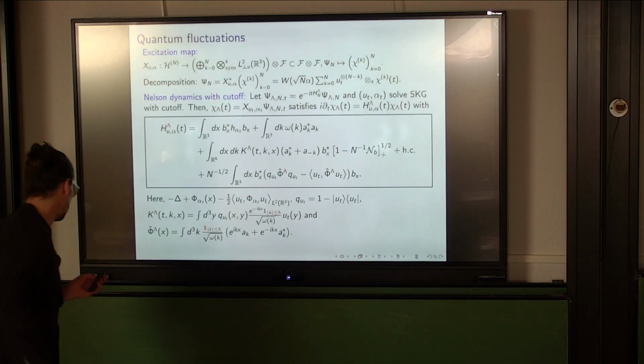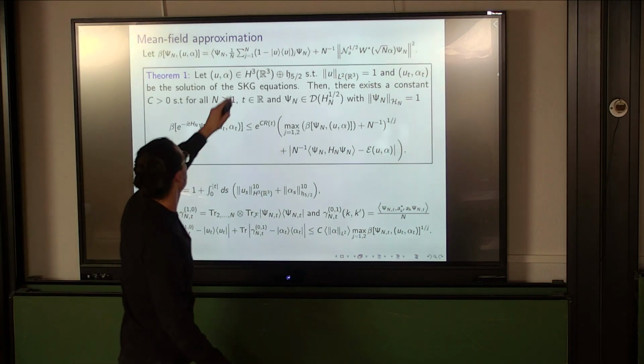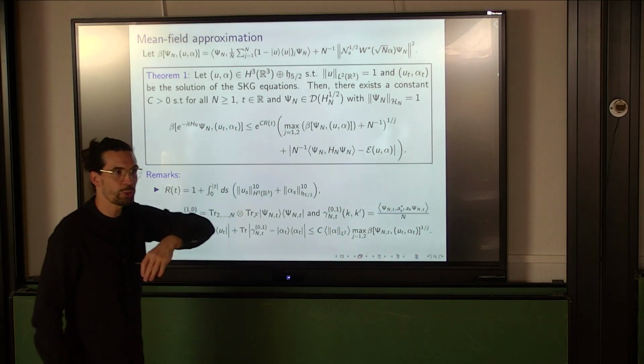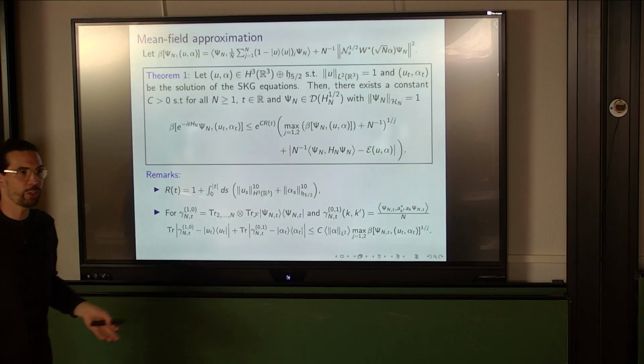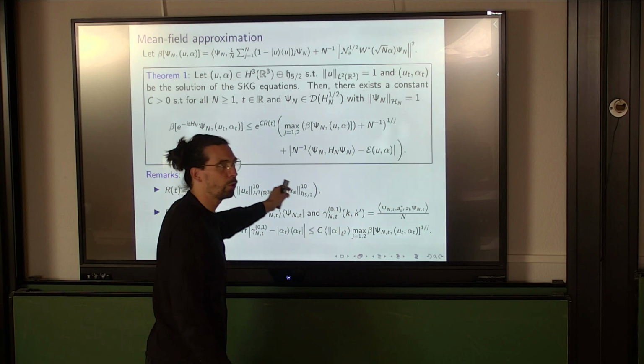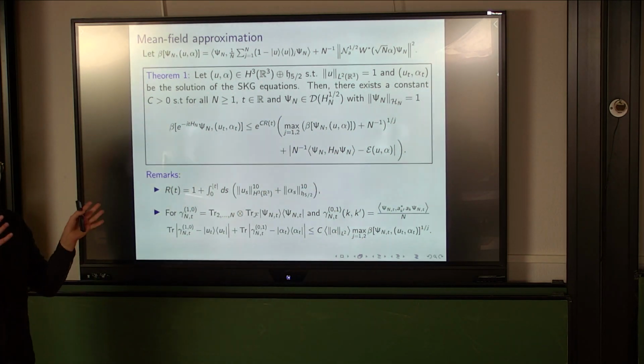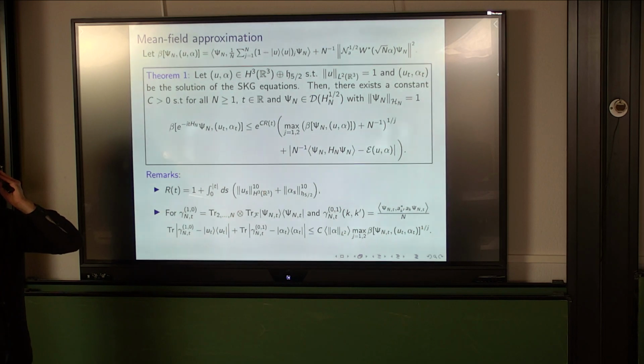So the statement is that there is an H3, H5 halves valued solution which satisfies the equations, and then one can show that these norms grow polynomially, which on compact intervals would be L infinity, but not globally.